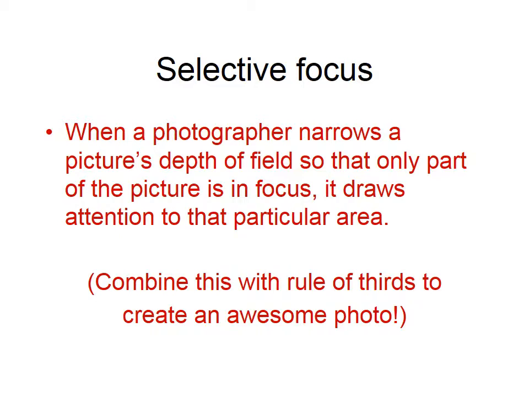Selective focus is when a photographer narrows a depth of field so that only part of the picture is in focus, the rest of it is blurry. Even though we normally think of blurry photos as bad photos, when it's done intentionally and part of the photo is in focus, that's actually what makes a photo look very professional. Amateur photos tend to be more everything in focus rather than selective.